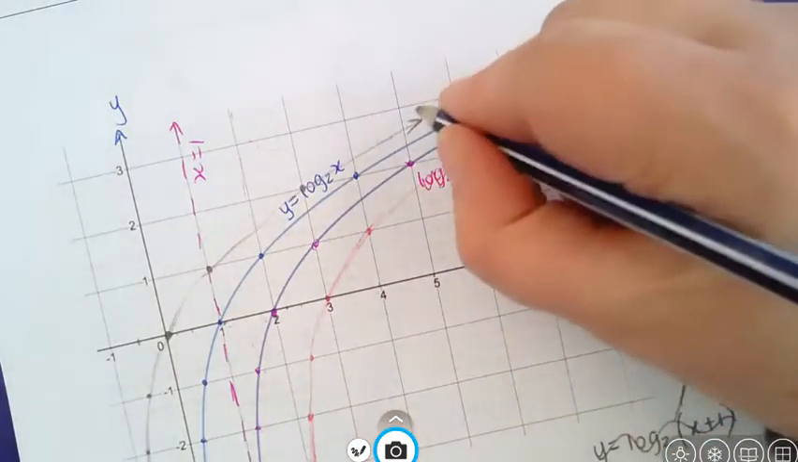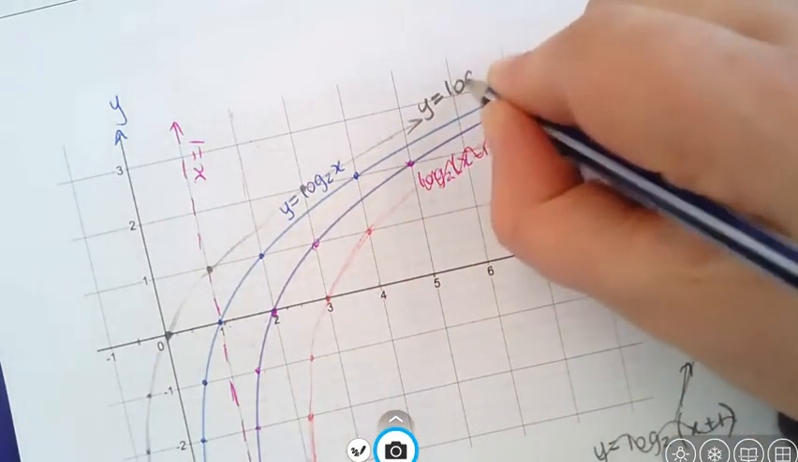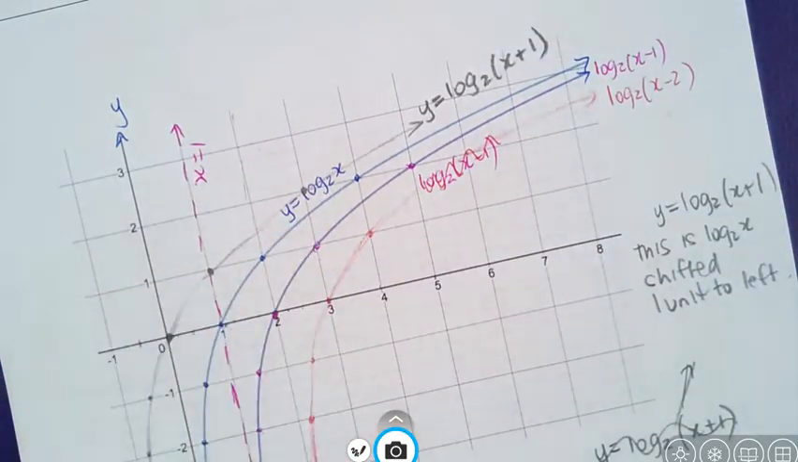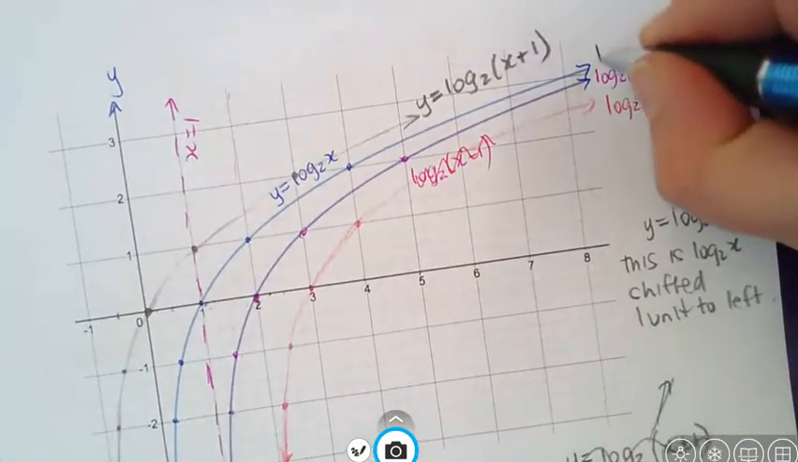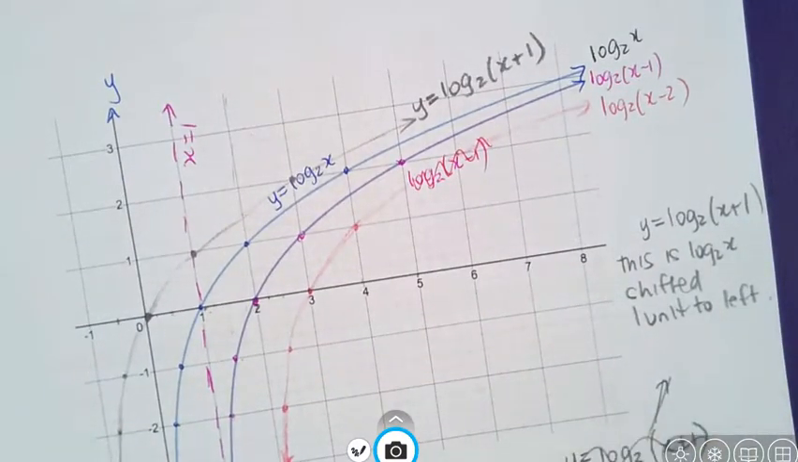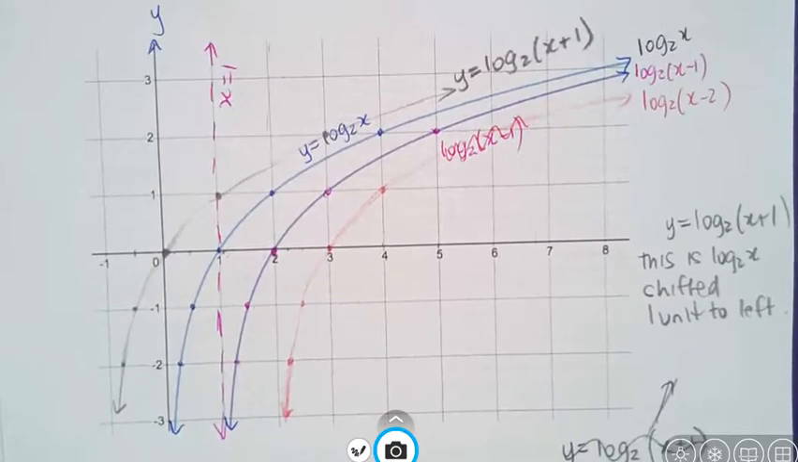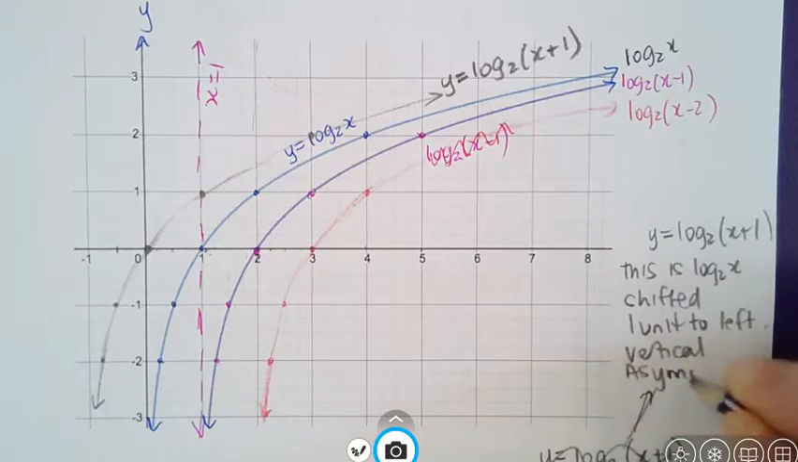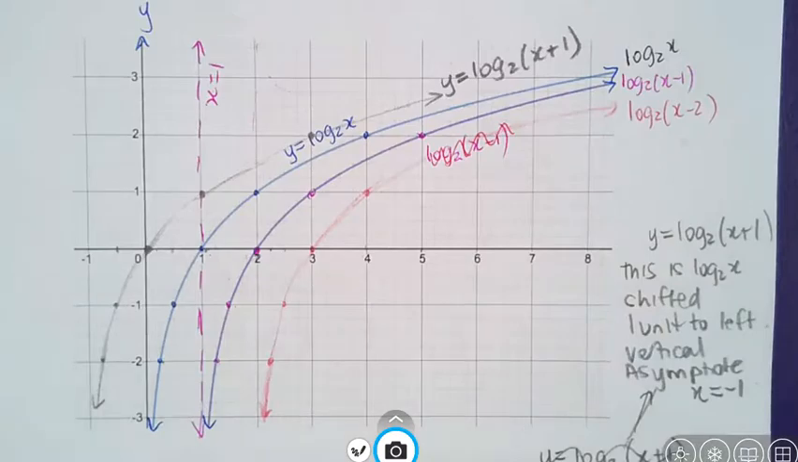Okay, so this one is y equals log to the base 2 of x plus 1. So I shouldn't have labelled them all there on the graph. This one is log to the base 2 of x. Now, it's shifted 1 unit to the left, but I just want to know if you can just tell me what the vertical asymptote is for that one. That's right. Vertical asymptote is x is -1 for that one.